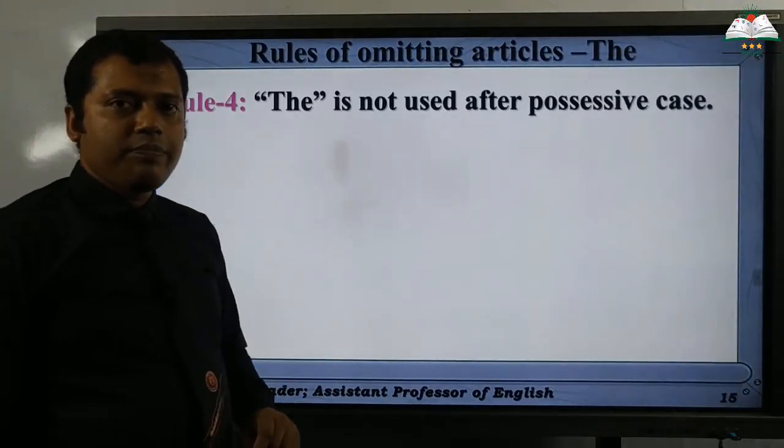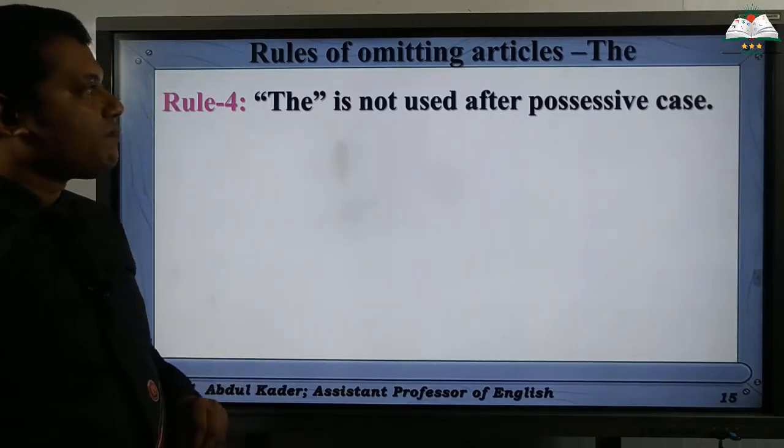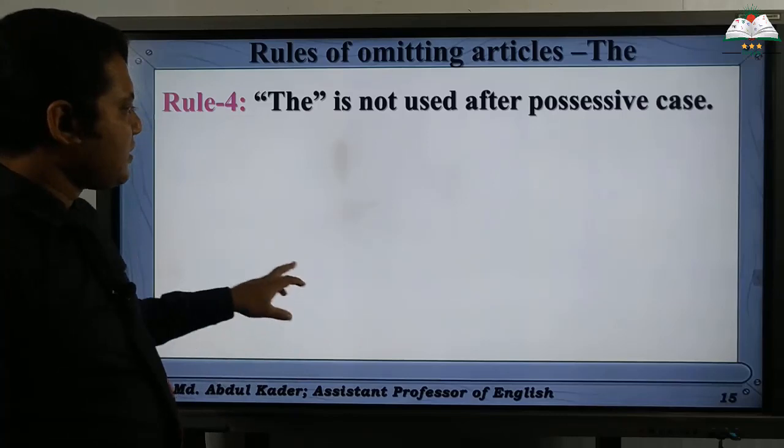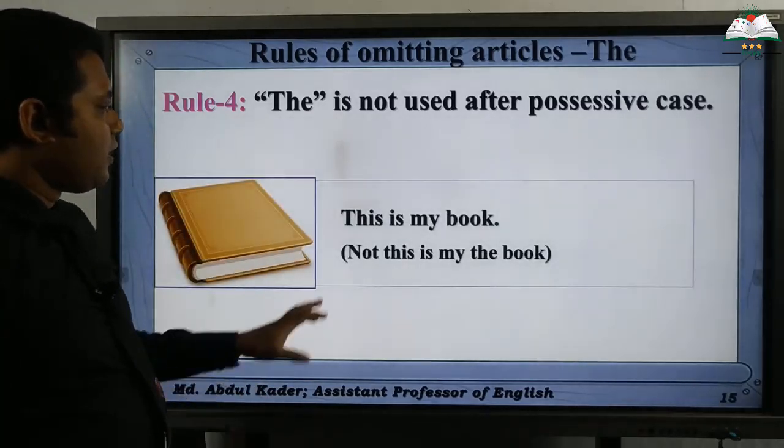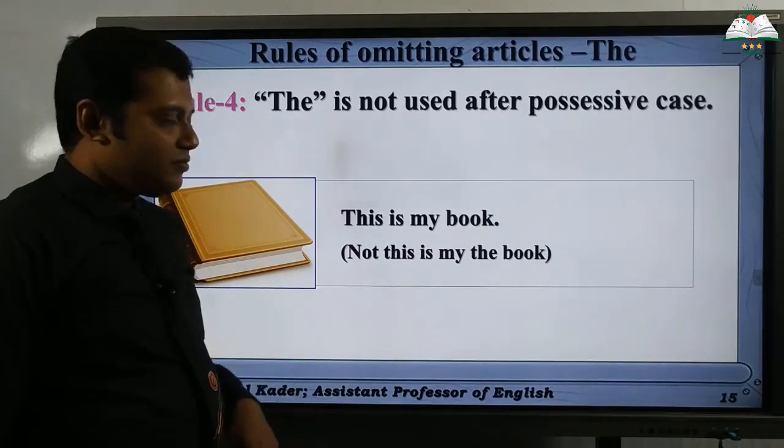Now dear student, let me just introduce you to rule number 4. The is not used after possessive case. Look at the example. This is my book. You can't say this is the book. Okay.